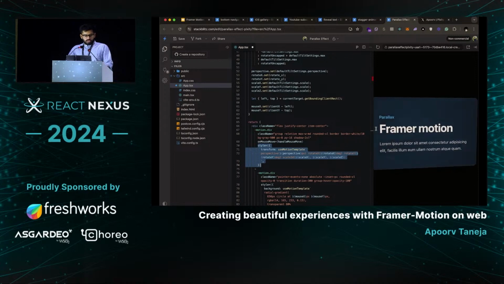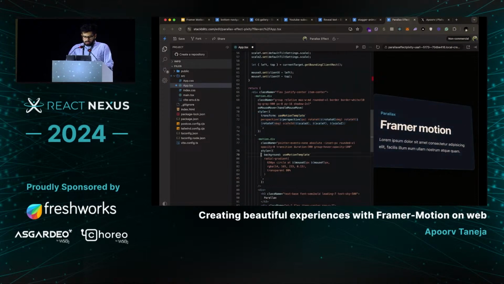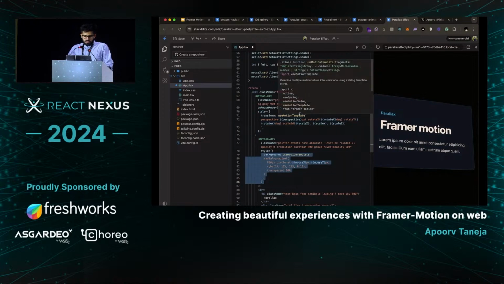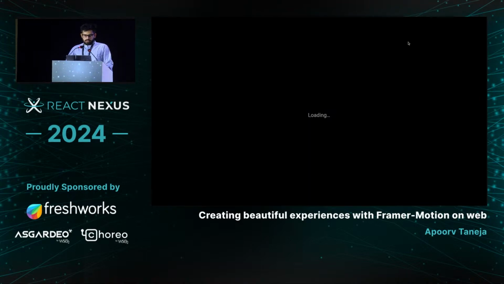You can do a lot of things with useMotionTemplate when you have to combine multiple values into one. And similarly with the gradient, when I'm hovering, there's a gradient which is moving. That again, I'm using with useMotionTemplate. I think that's all the prototypes I had.